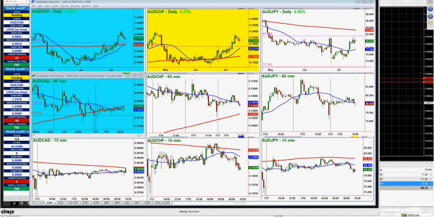In the meantime, EUR NZD, our other pending idea, is perking up a little bit. So I'm going to be again a little bit quieter here as I concentrate on these two markets that we have issued alerts for.